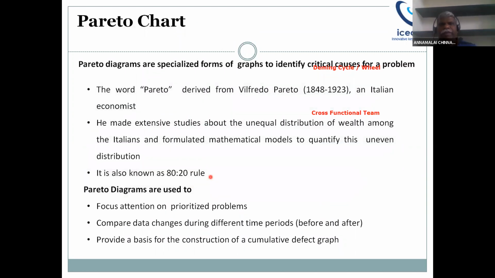So first, let us start with what a Pareto diagram is. A Pareto chart is actually a specialized form of graph to identify the critical causes of a problem. That means the Pareto chart is really used in order to prioritize the problem to be solved.